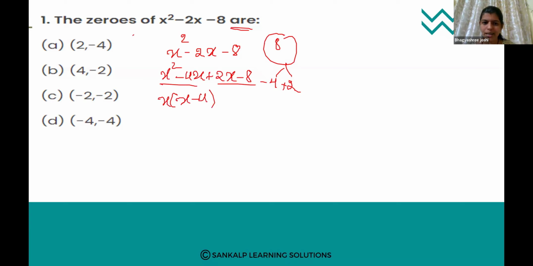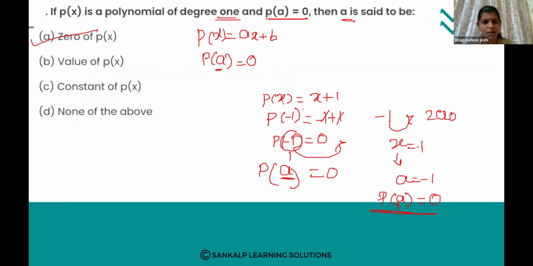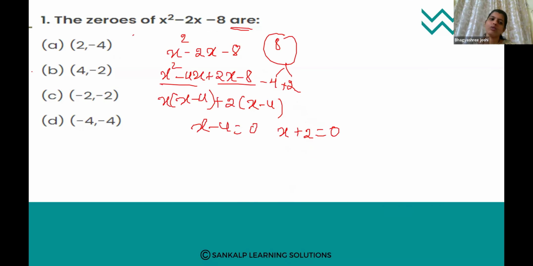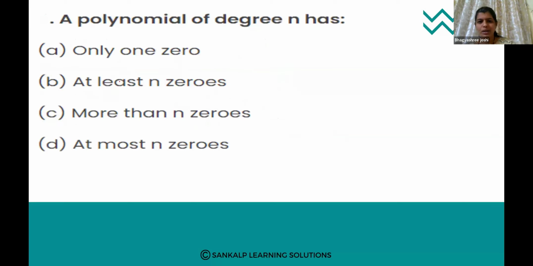X minus 4, x is common. Here 2 is common. X minus 4, x minus 4 equal to 0. X plus 2 equal to 0. It is same like last problem. We did it last time, didn't we? Okay. So 4 minus 2. Already we did this. Let's see the next.